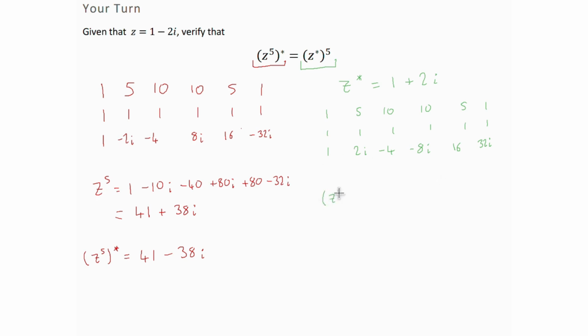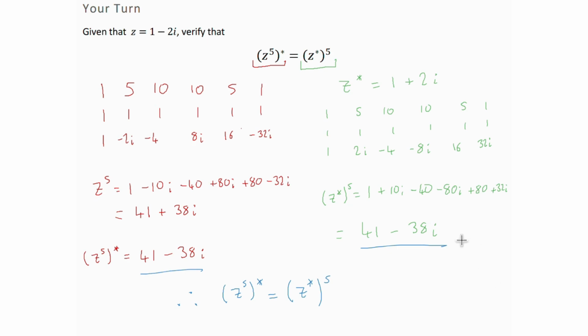Which means that z conjugate to the power of 5 is equal to 1 plus 10i minus 40 minus 80i plus 80 plus 32i, which is equal to 41 minus 38i. And we can see that these two things are the same, so that verifies the fact that z to the 5 conjugate is equal to z conjugate to the power of 5.